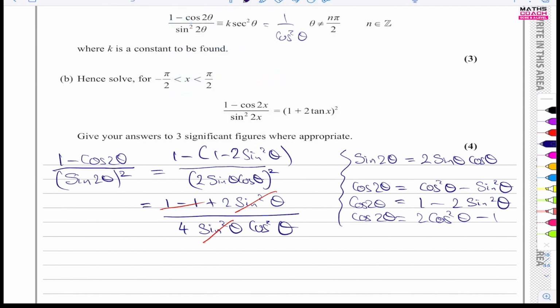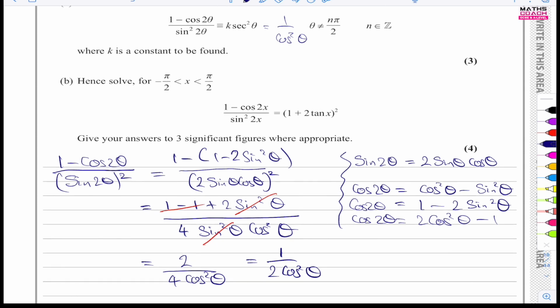So this will leave us with 2 over 4 cos squared theta, and 2 over 4 is the same as a half, so 1 over 2 cos squared theta. This we can split up as 1 over 2 multiplied by 1 over cos squared, and 1 over cos squared obviously is sec squared, so that gives us a half sec squared theta. So therefore we have k as a half.